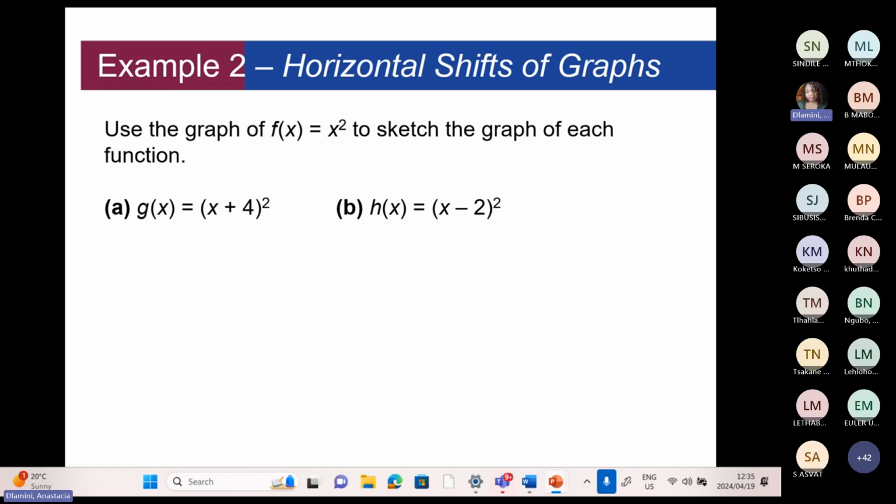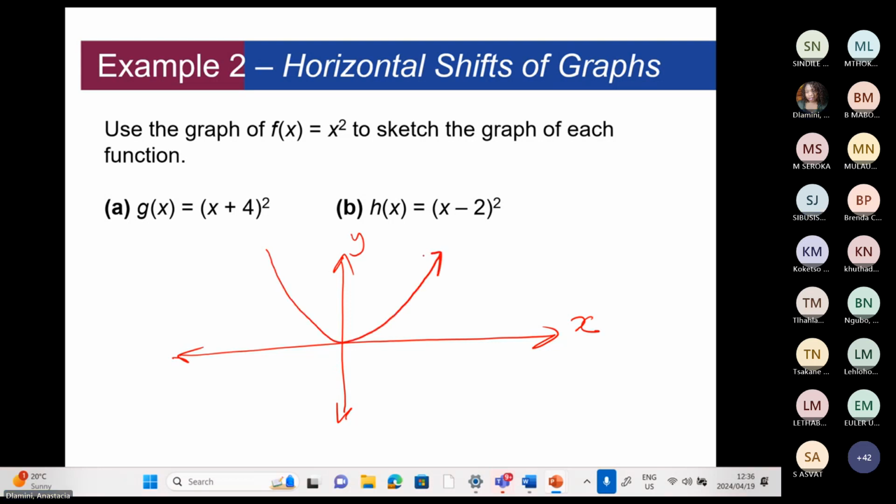Okay, so let's draw our graph. We know the parent function. This is y, this is x. Let's draw our graph. It looks like this. Please remember these so that we are able to draw them with different colors. Me, I like different colors. It's x plus 4 squared, x minus 2.